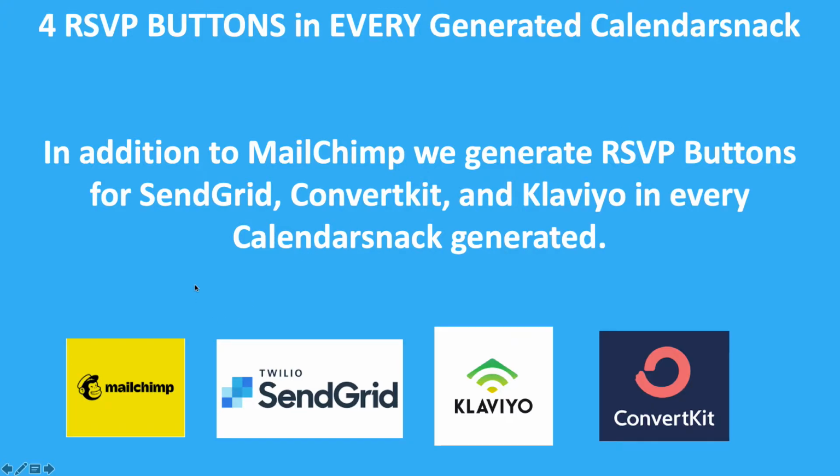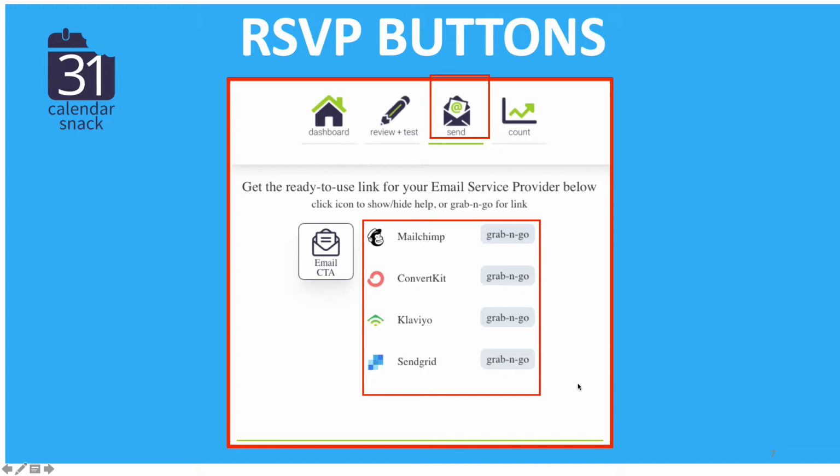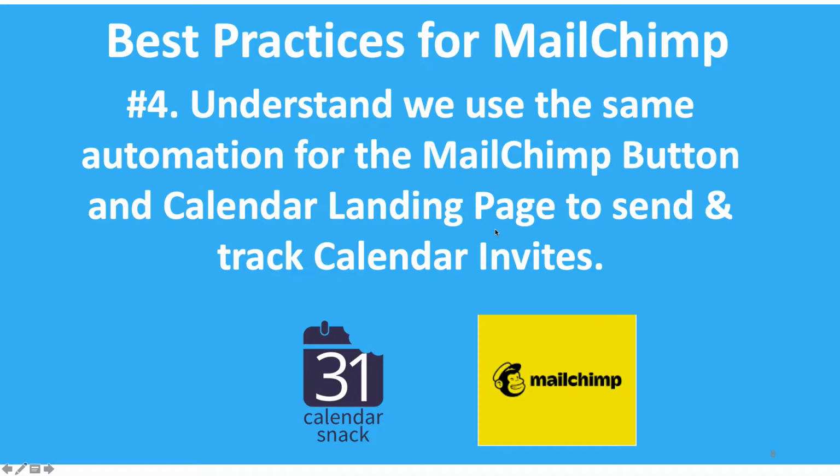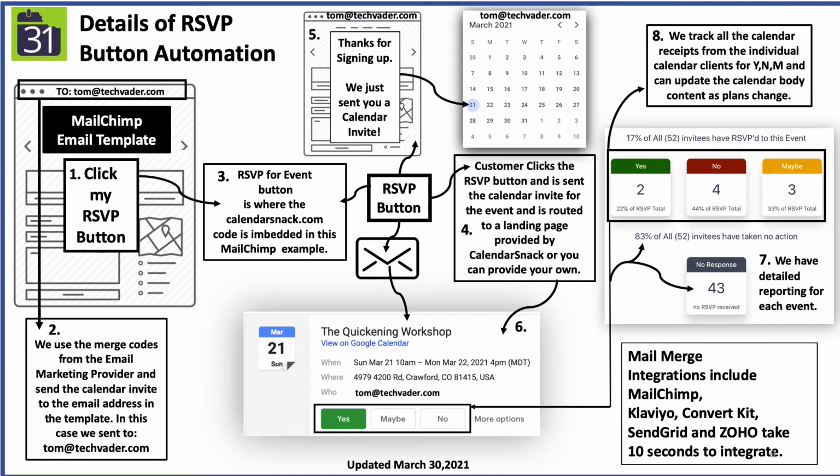We create 4 buttons every time you send us a calendar snack for the email marketing providers: MailChimp, SendGrid, Klaviyo, and Convertkit. Here they are in the button interface I showed you before. All you do is grab and go. Understand we use the same automation technology for the MailChimp button and the calendar landing pages to send the calendar invites. It's important to understand that it's the same technology stack behind it, and you get that every time you use it.